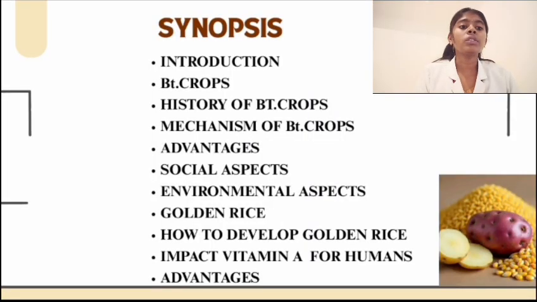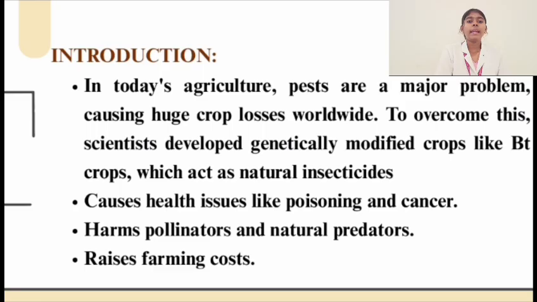In this presentation, we will see what Bt crops are, their history, how they work, and their advantages, including social and environmental aspects. Then we will move on to golden rice, how it is developed, the role of vitamin A, and its benefits. Next, we can see the introduction.